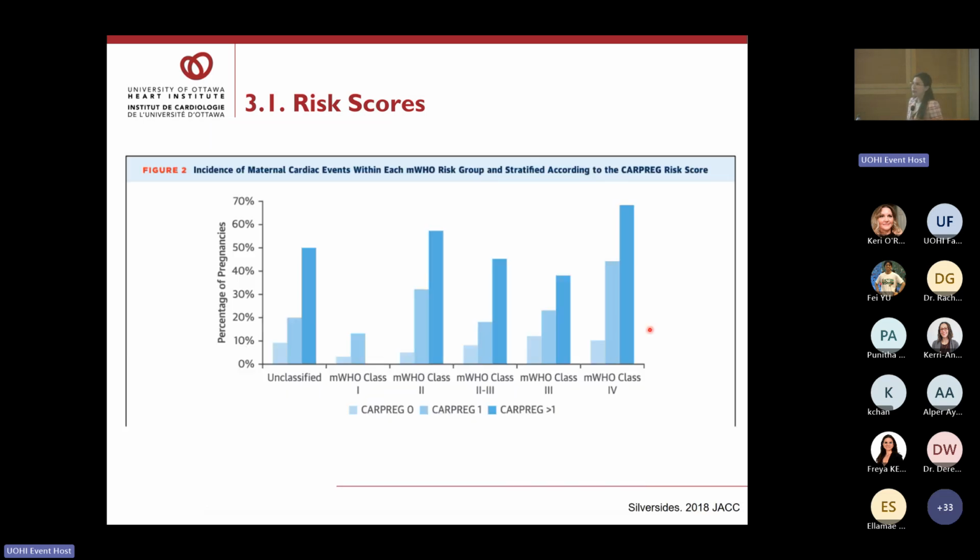And this is what I was referring to earlier, that when we use the CARPREG to refine a little bit the actual risk based on WHO, we see that within the same WHO classification, we actually have a varying degree of CARPREG score, and we observe a varying degree of severity.